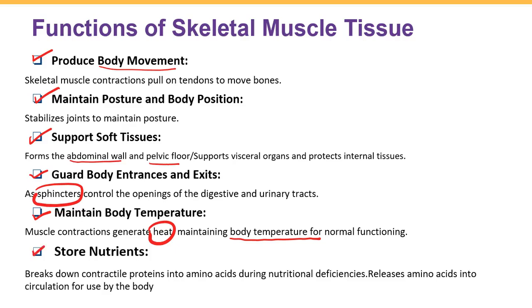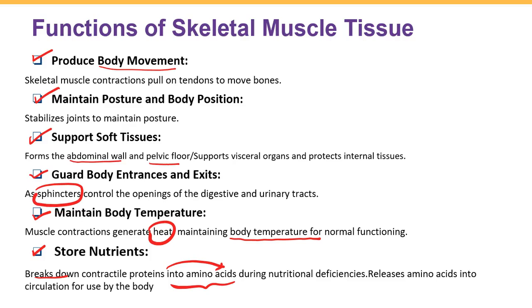And next, skeletal muscle tissue can also help us to store nutrients. But how? Skeletal muscles contain a large amount of contractile proteins. During times of nutritional deficiency or starvation, when the body doesn't get enough nutrients, especially proteins and energy from food, skeletal muscles break down some of their proteins into amino acids, which are then released into the blood and used by other parts of the body for energy or for repair.